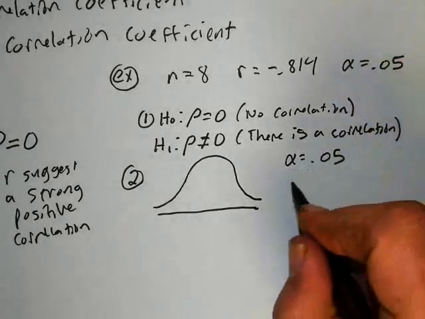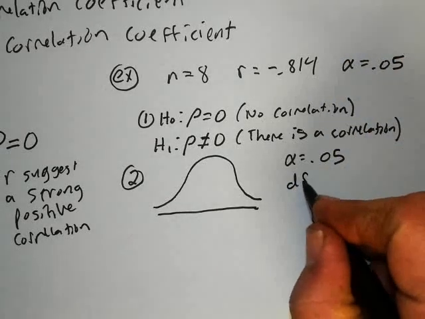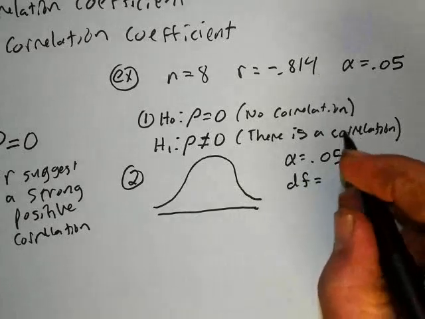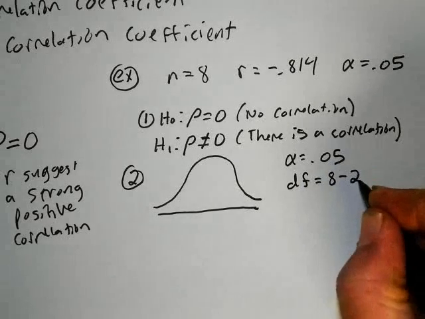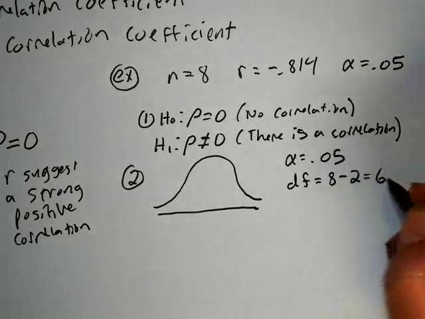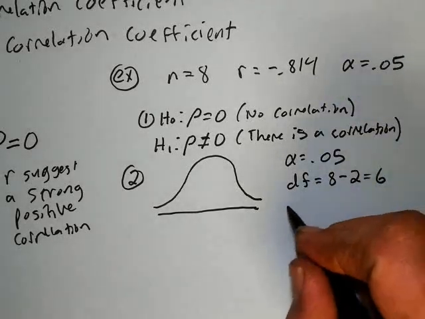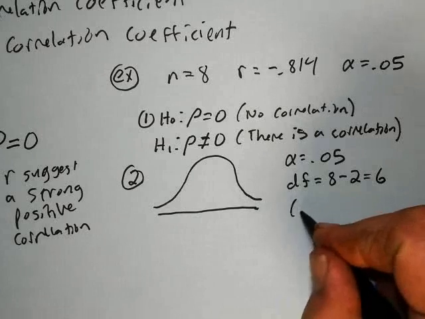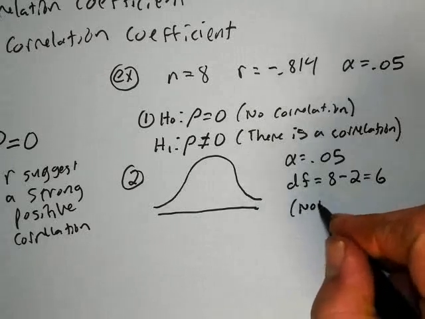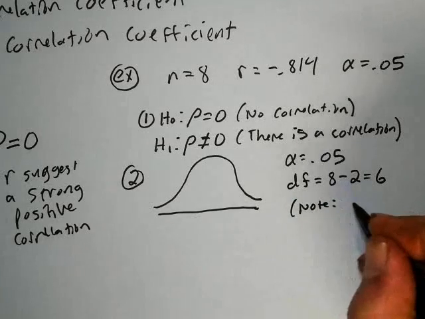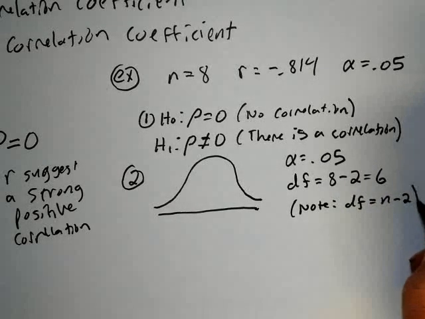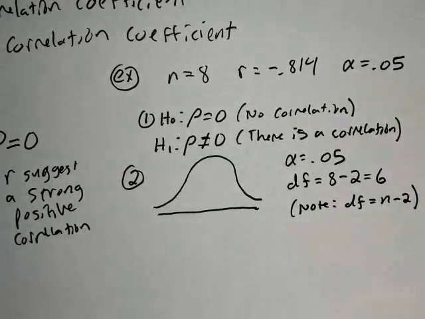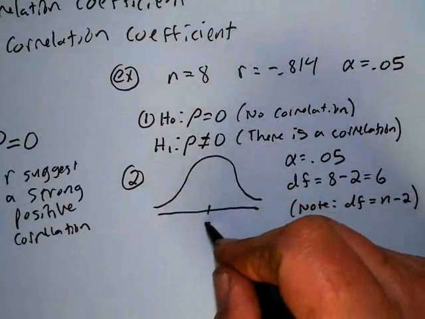I'm going to do it at alpha equals 0.05. My degree of freedom is going to be 8 minus 2, so my degree of freedom is going to be 6. You might want to make a note here that the degree of freedom is equal to n minus 2 when you use this particular table. So this is a two-tailed test.